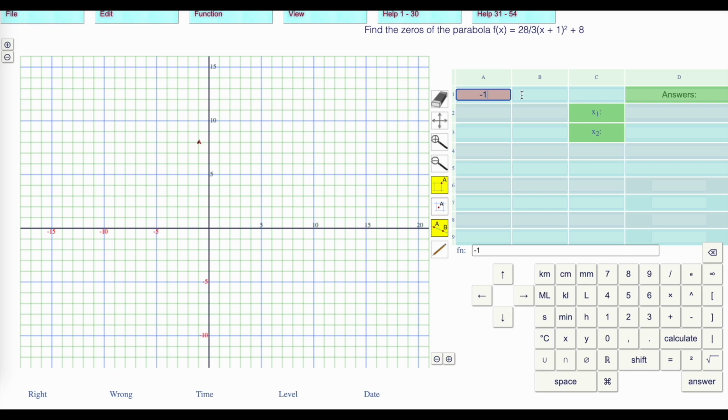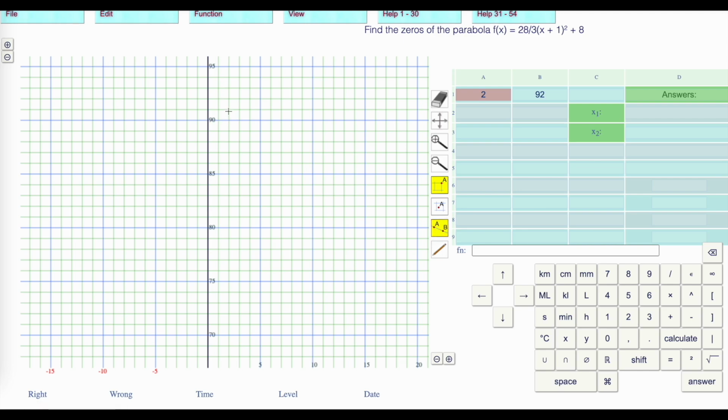When x is -1, the y value is equal to 28 divided by 3 times, open bracket, the x value, which is -1 right now, plus 1 is 0, squared is still 0, plus 8 is plus 8. When the x is 0, we have 17.3. When it's 1, we have 45. When it's 2, we have 92.